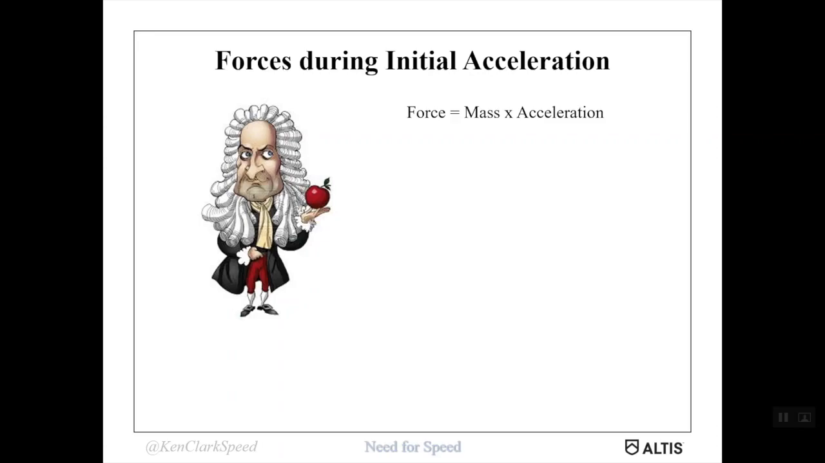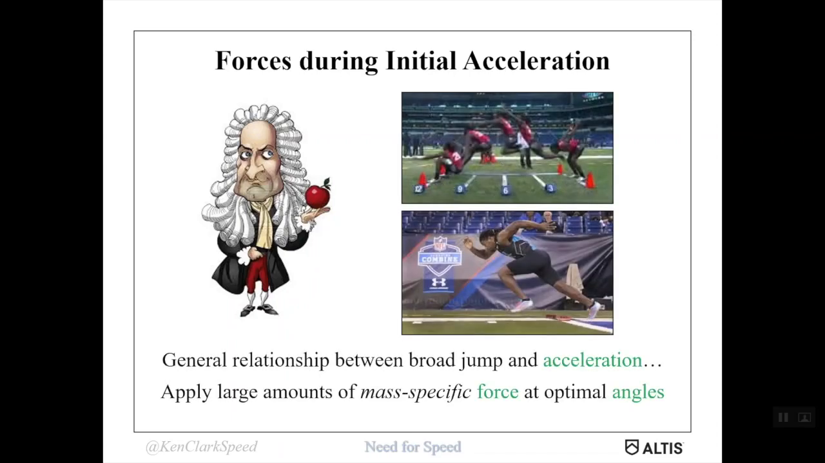If we look at Newton's laws in a testing situation such as the NFL Combine, the relationship between force, mass, and acceleration as presented in Newton's second law provides good insight as to the general relationship between broad jump test scores in the NFL Combine and initial acceleration as represented by 10 and 20-yard dash times. And it really just boils down to the ability to apply large amounts of mass-specific force at optimal angles. In a heterogeneous population, such as at the NFL Combine, we'll see a pretty strong general relationship between broad jump scores and 10 and 20-yard dash times.